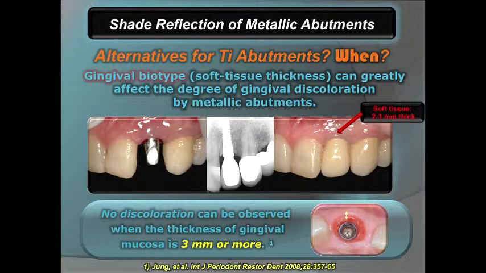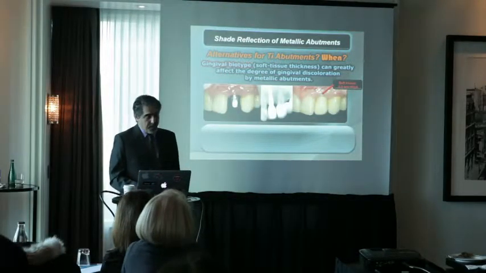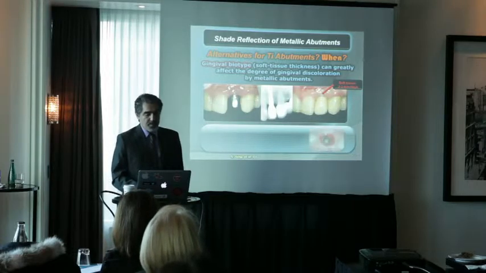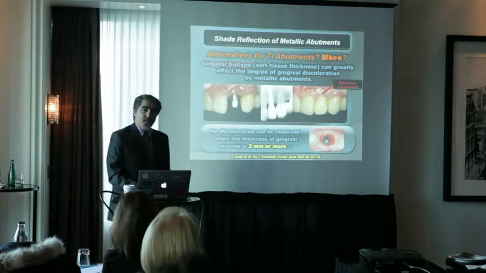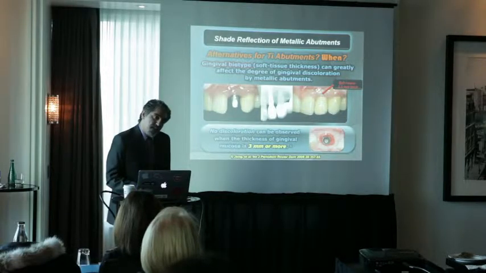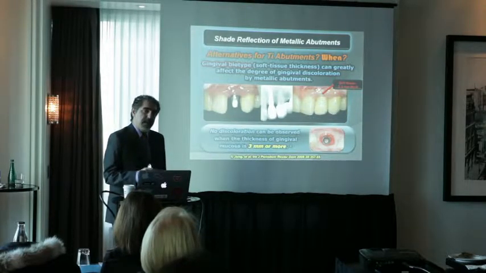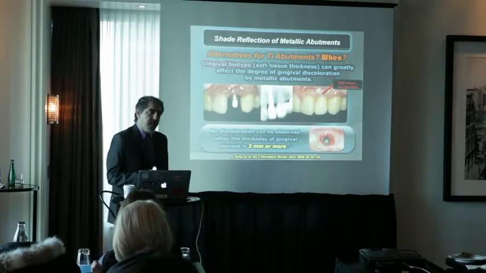One of the factors that will help us to avoid this complication is the gingival biotype. If the gingival biotype of the patient, or phenotype as some people would say, is thin, well, of course we're going to have a difficult time to cover the gray shadow. However, if the thickness of the tissue is beyond a certain level, you can actually say that the tissue is not going to reflect the gray shade of titanium.